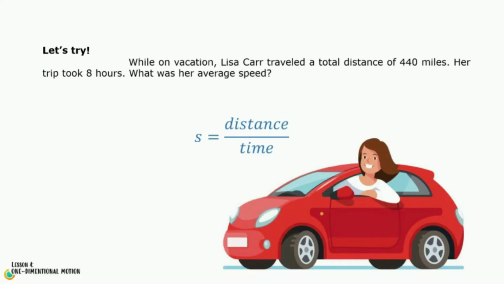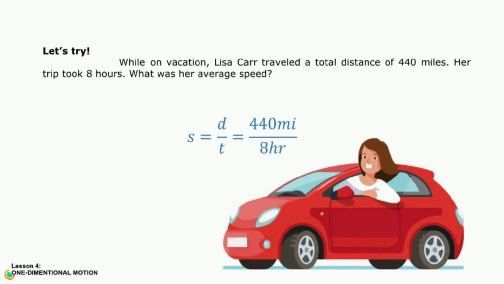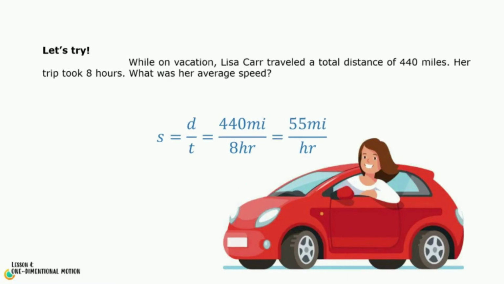To compute, we use the formula: average speed equals distance over time. The total distance she traveled is 440 miles, which took 8 hours. Dividing 440 miles by 8 hours, we get 55 miles per hour.